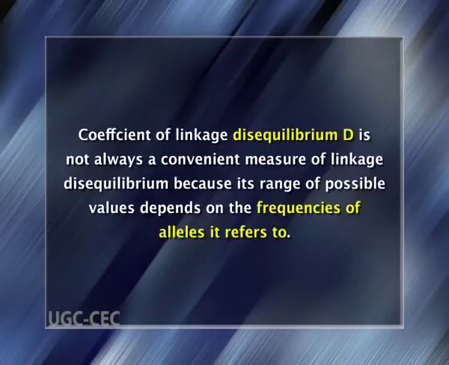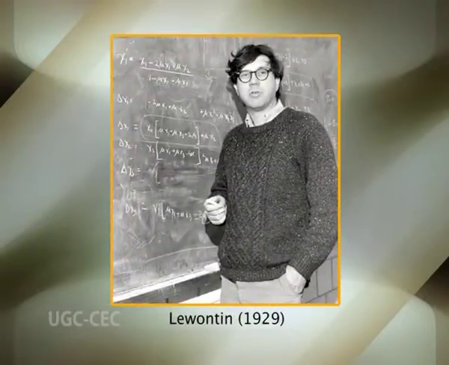The coefficient of linkage disequilibrium D is not always a convenient measure of linkage disequilibrium because its range of possible values depends on the frequencies of the alleles it refers to. This makes it difficult to compare the level of linkage disequilibrium between different pairs of alleles. Lewontin suggested normalizing D by dividing it by the theoretical maximum difference between the observed and expected allele frequencies as follows: D prime equal to D divided by D max.